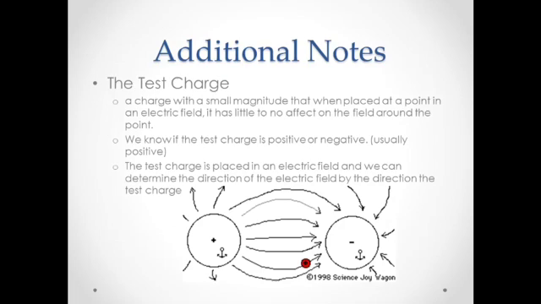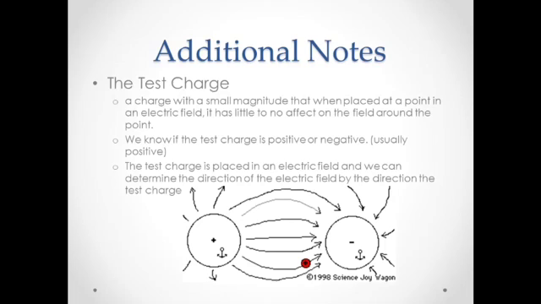Some more additional notes, you might want to write these in the side of your note packet. We need to talk about a test charge. Test charges are a very, very small charge that, when placed inside of an electric field, has little to no effect on the electric field around it. It can't really alter it that much. And so what we'll do is we'll know that the test charge is either positive or negative. 9 times out of 10 it's a positive charge. And we place it where we know there's an electric field, and we see how that test charge reacts to the electric field, and we can see what direction the electric field is moving.